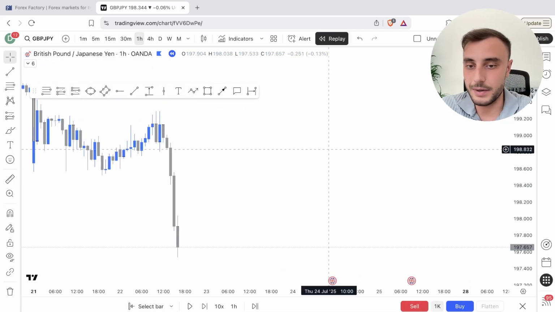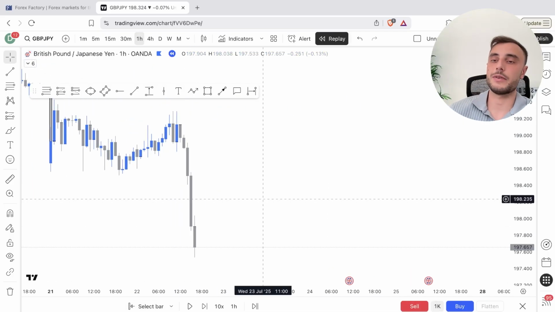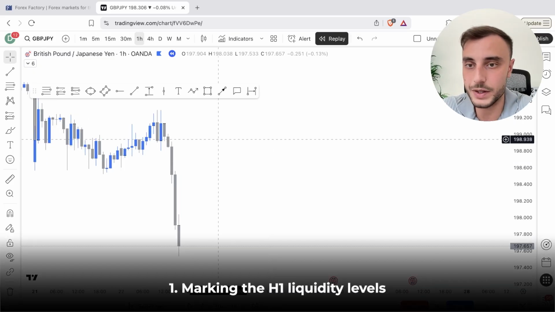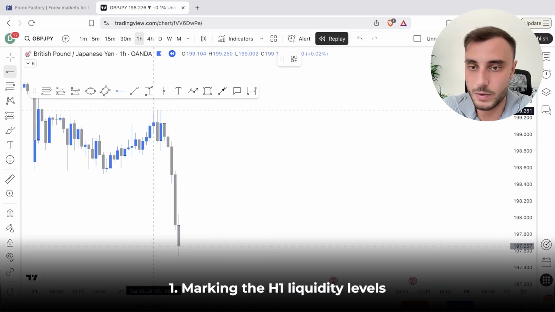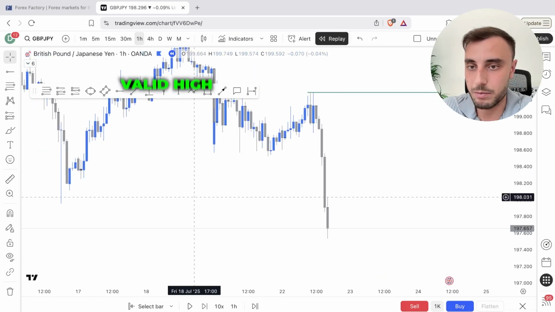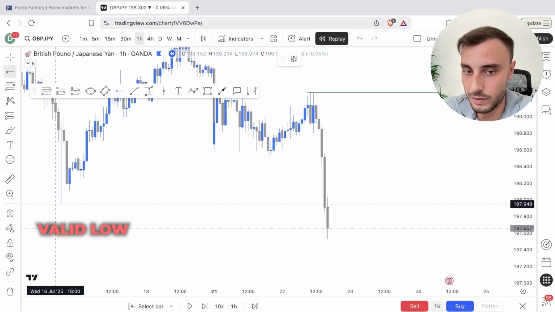Okay, and here is exactly when I opened the chart for the first time on GJ yesterday, and the first thing that I did is I marked my liquidity levels. The valid high was this one right here, the most recently formed, and then I looked left and I saw that price liquidated this low over here.